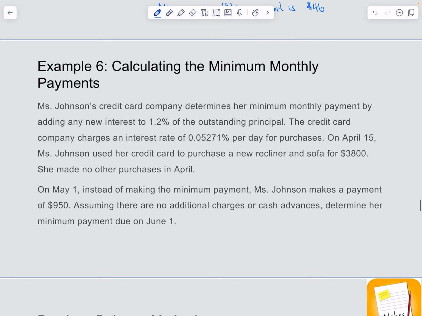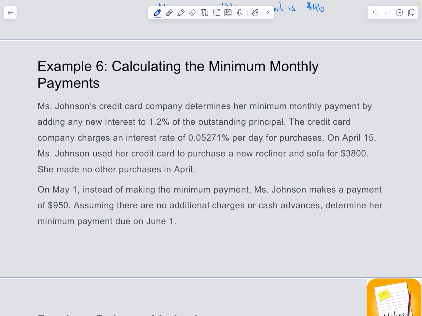Now, on May 1st, instead of making the minimum payment, Miss Johnson decides to pay $950. And assuming she didn't make any new charges, didn't take a cash advance, let's determine her minimum payment due on June 1st. So now we're going to look at the next month after she makes this payment.